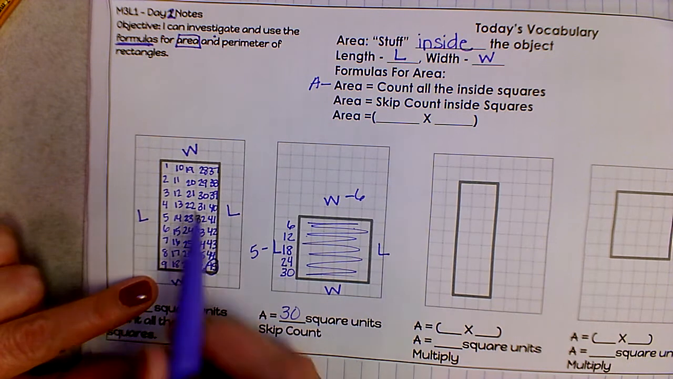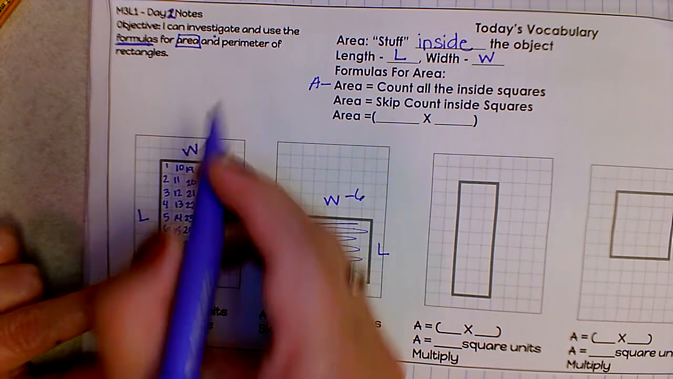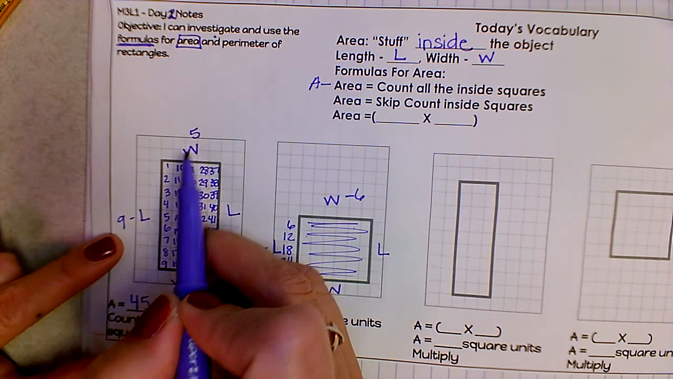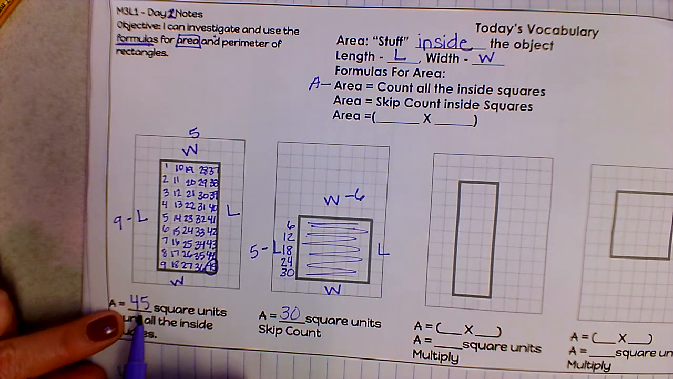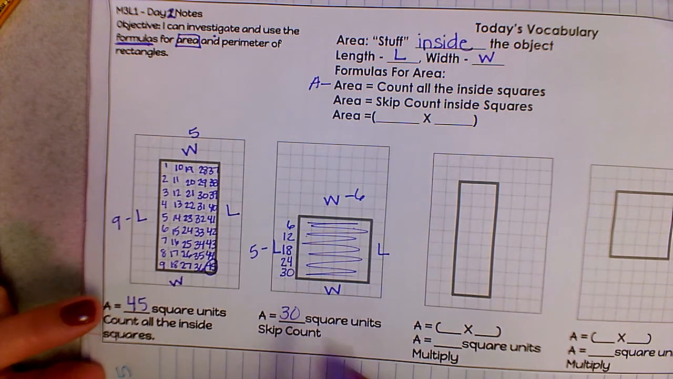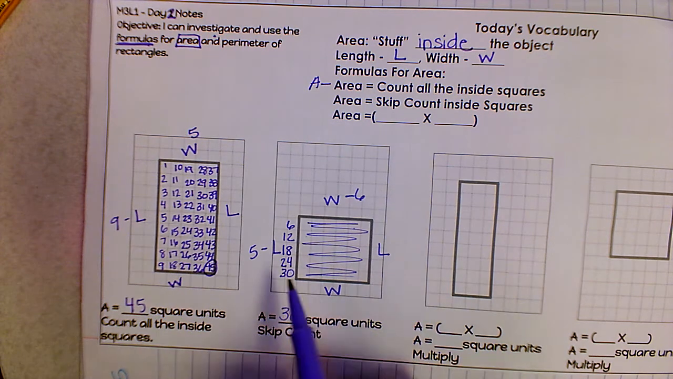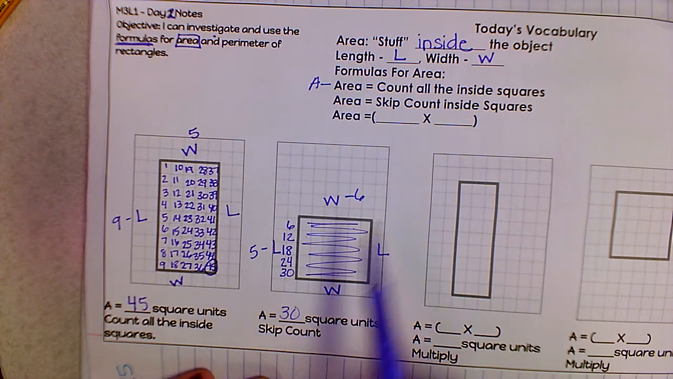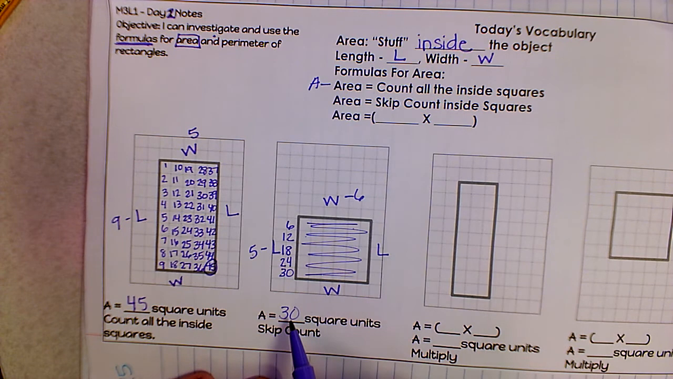I wonder, 45. I wonder if this is 5 across. 1, 2, 3, 4, 5. 5. And then remember there was 9 down. 9 times 5 is 45. So did you just see what I noticed is this was my length and this was my width. And what did I do? 5 and 6 is 30.